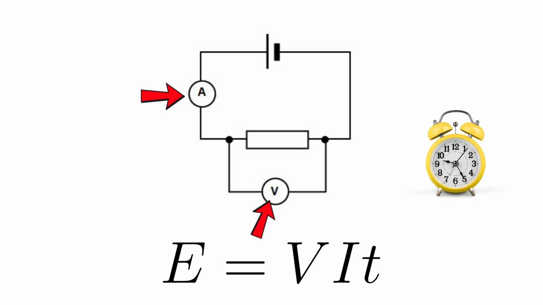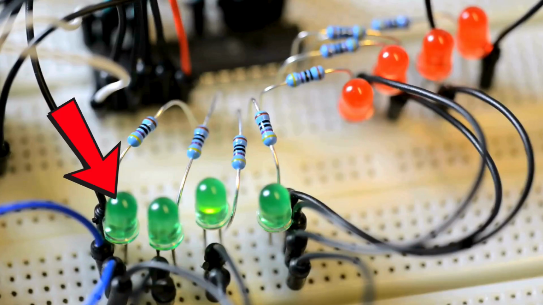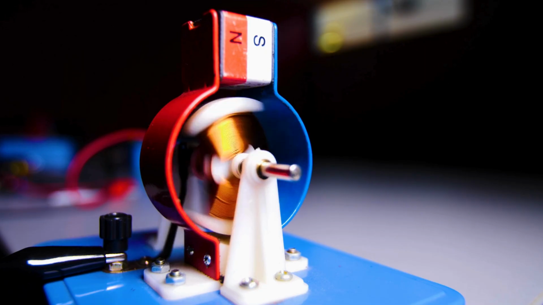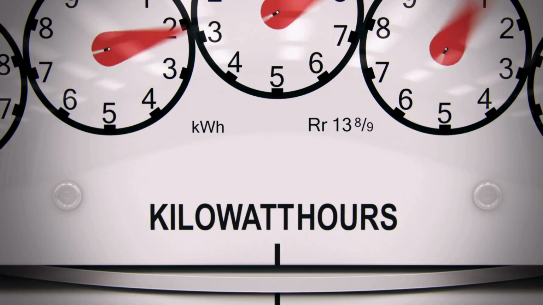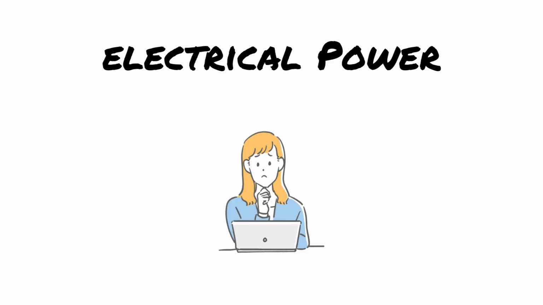This energy is measured in joules and is converted to different forms depending on the component in question. For instance, resistors convert it to thermal energy. Bulbs convert it into electromagnetic radiation or light. Electric motors convert it to kinetic energy, and so on. The rate at which this energy gets converted to other forms is known as electrical power, and it's the quantity that we are concerned with in most cases.